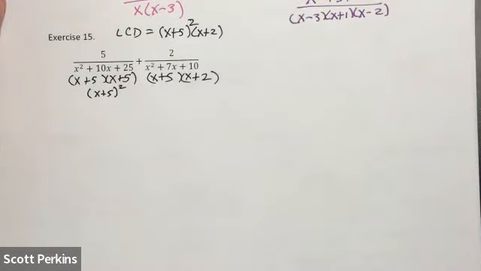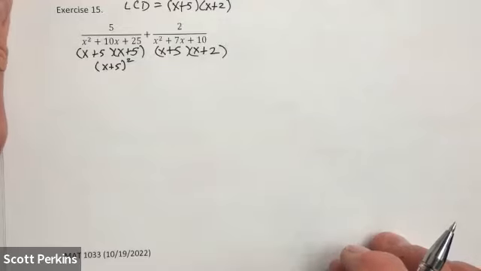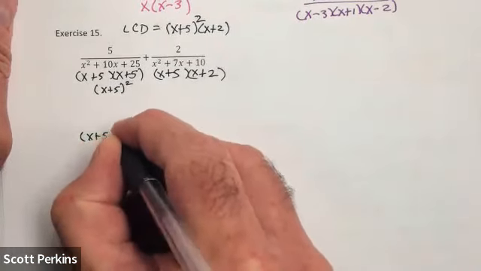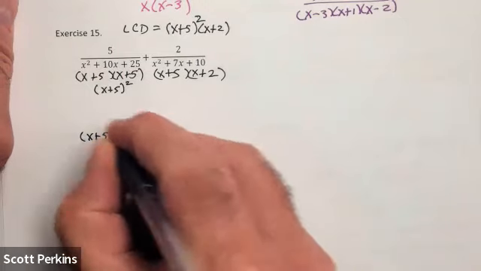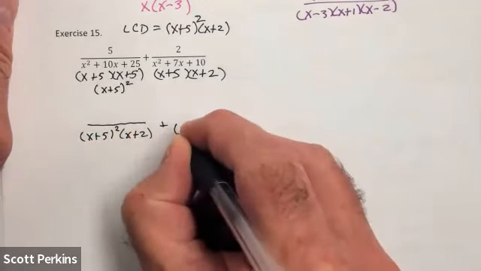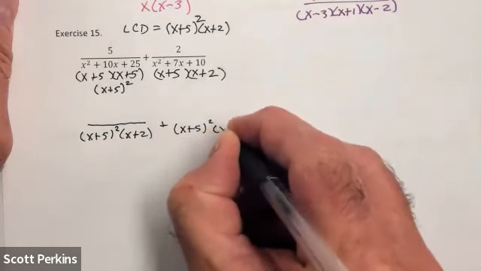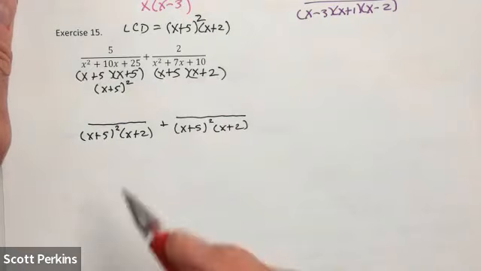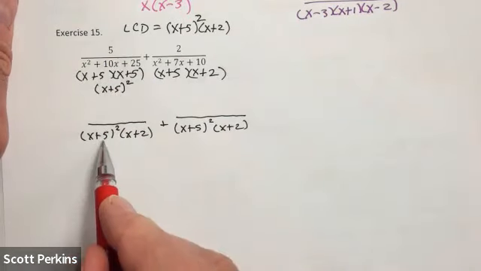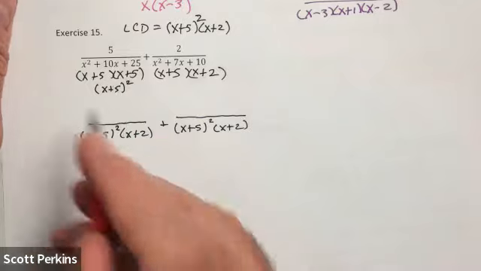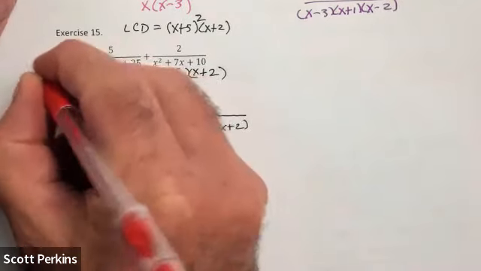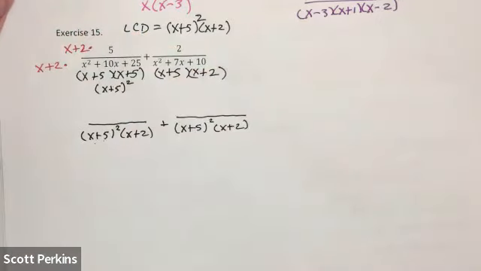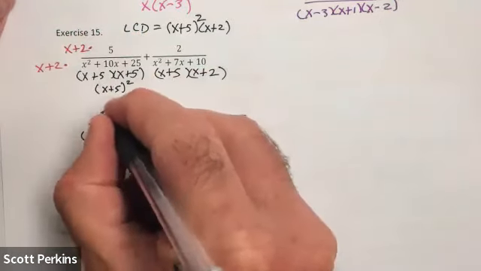So just for time's sake, because we're almost out of it, apologize for not doing better with my timing. So here we go, let's finish this problem. I've got x plus 5 squared and x plus 2, and then plus x plus 5 squared, x plus 2. The first denominator already has the x plus 5 squared. It's already got both the x plus 5s. It's missing the x plus 2. So I'm going to multiply here by x plus 2.